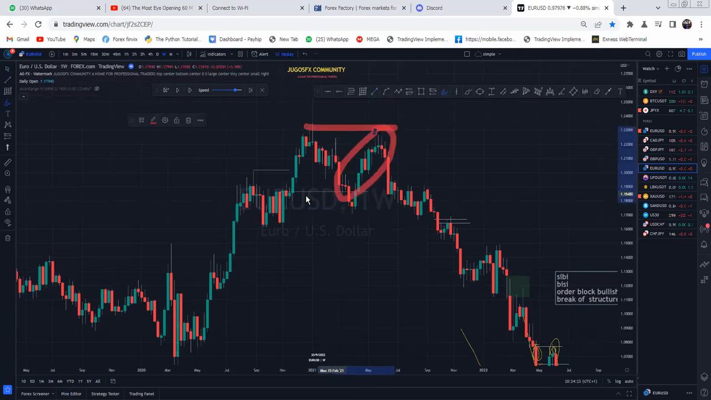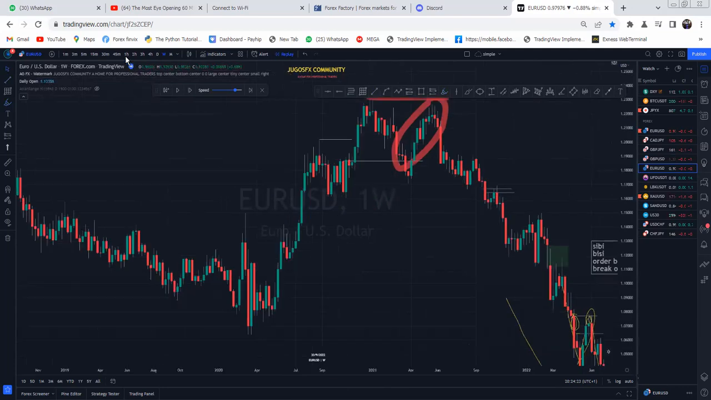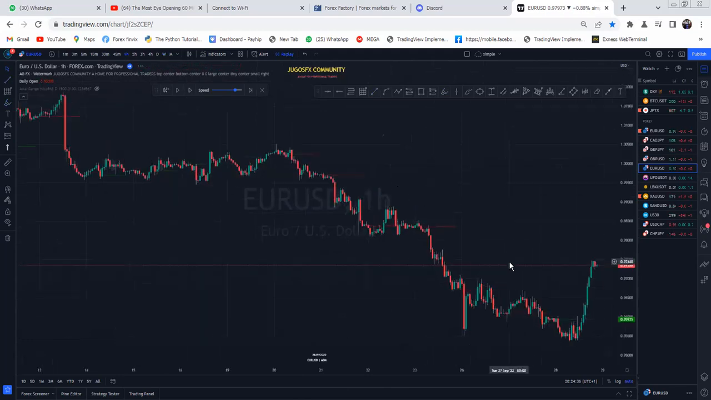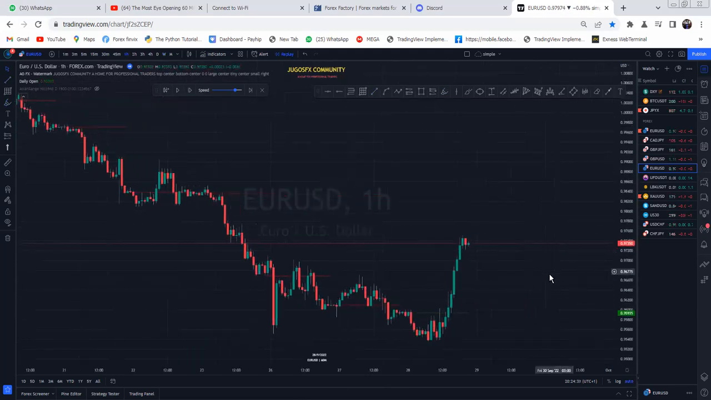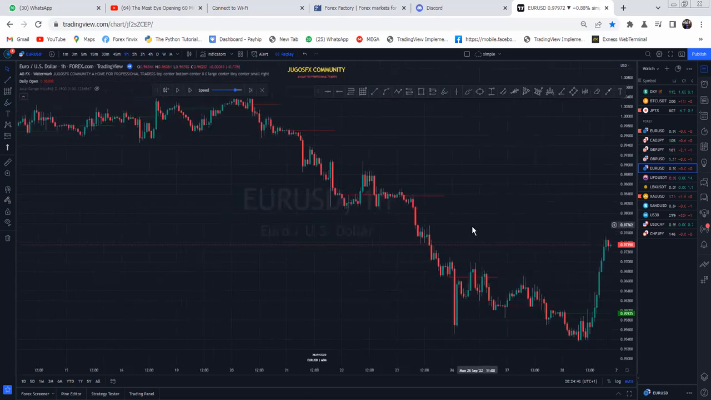So this is the weekly time frame. Price is fractal. What I'm showing you here can be seen on all time frames. Let's even go to the one hour time frame, or even 15 minutes. Let's just see the 1 hour time frame. Reset chart. Okay.